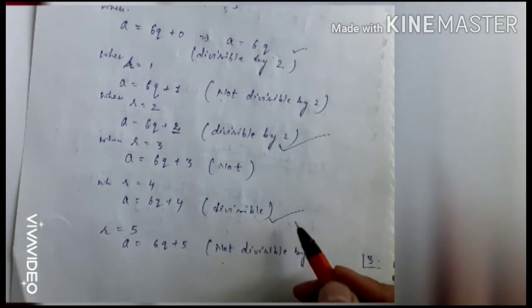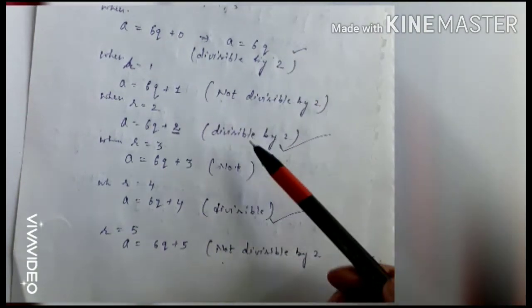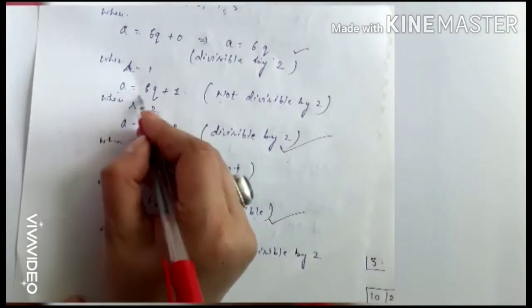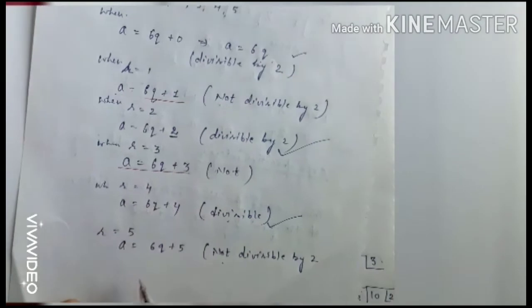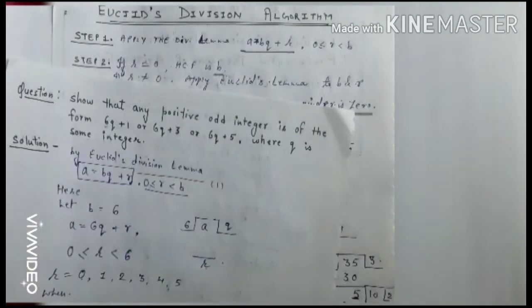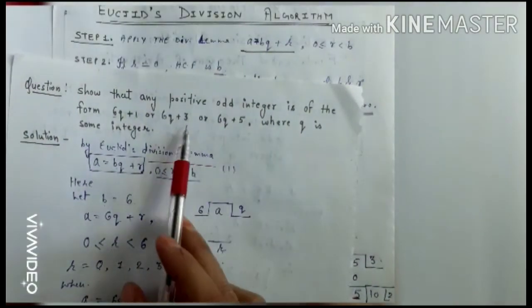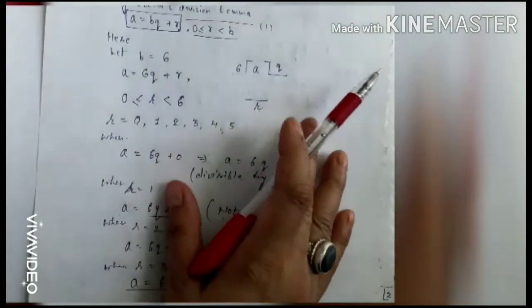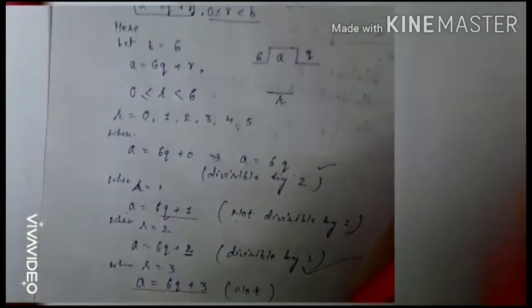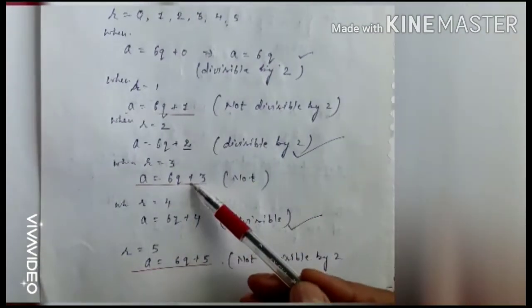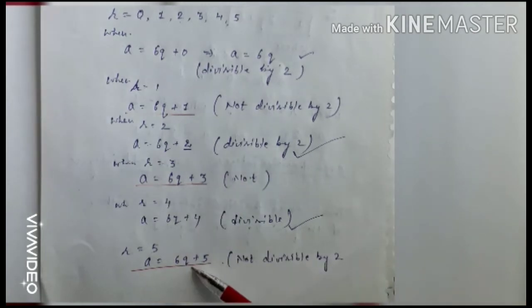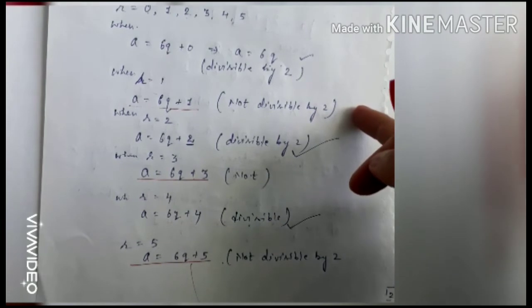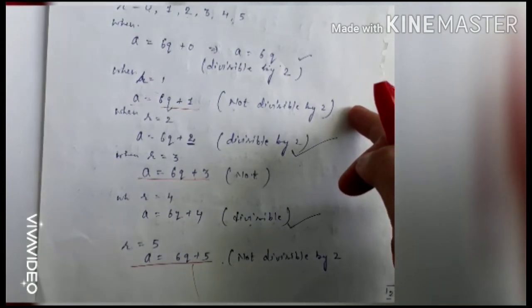Hence it can't be in the form of 6q plus 2 or 6q plus 4. That means it is in the form of 6q plus 1, 6q plus 3 and 6q plus 5. As we have to show that any positive odd integer is in the form of 6q plus 1, 3 or 5, here it is in the form of 6q plus 1, 6q plus 3, 6q plus 5. That means a is odd, so a can be in the form of 6q.